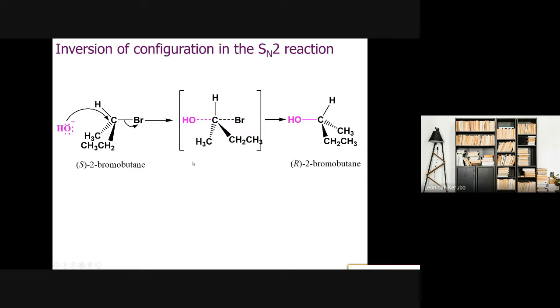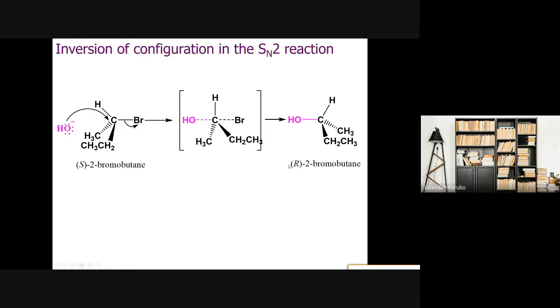This is a specific compound, which is chiral. This carbon, which is bearing the halogen, is chiral. It's attached to 4 different groups. So this is an S-configured alkyl halide, and it's known as 2-bromobutane, S-2-bromobutane. This is the normal transition state, which is a high energy state, and it's pentavalent. And then finally the product forms, and the configuration in this case is R.